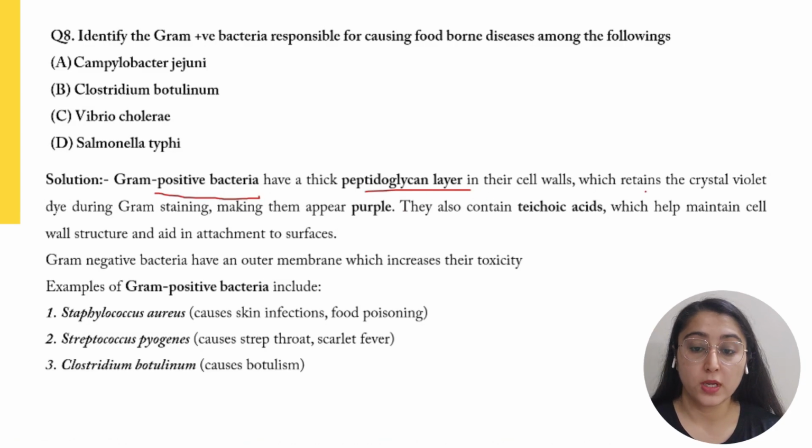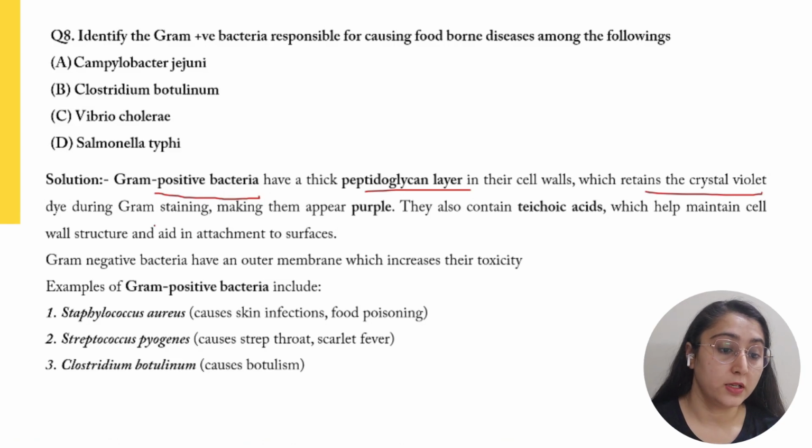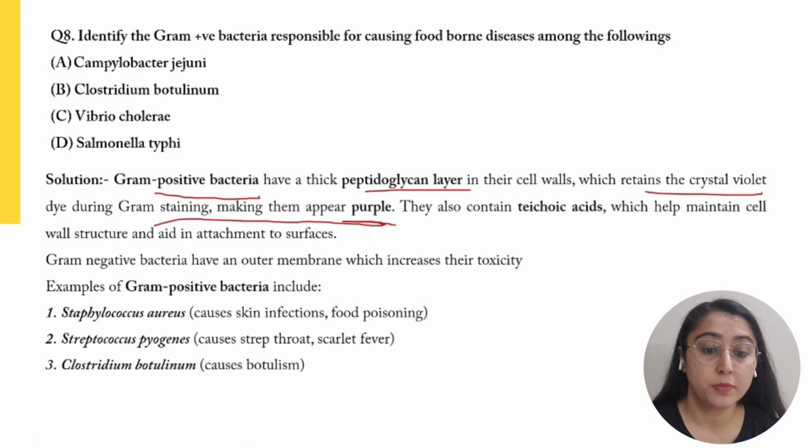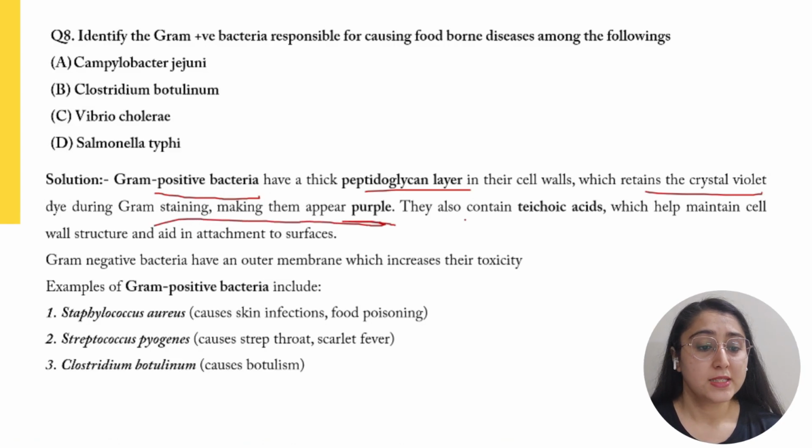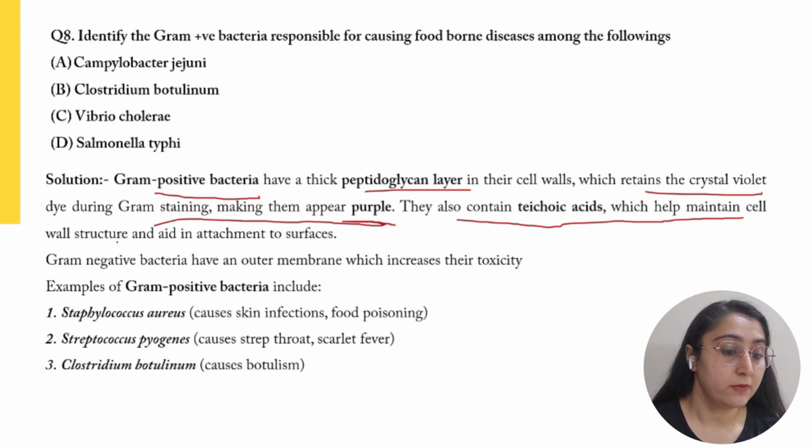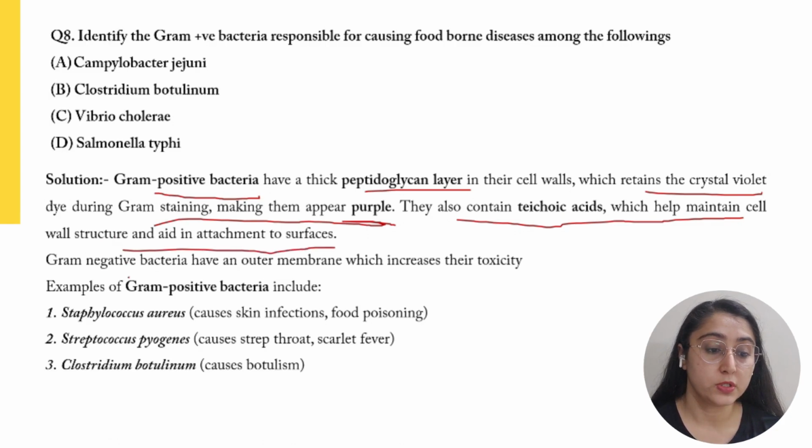Because of the thick peptidoglycan layer, they retain the crystal violet color during the gram staining and they stain purple, right? Whereas the gram-negative bacteria, they stain pink or red. They also contain teichoic acid, which helps maintain cell wall structure and aid in the attachment to surfaces. Whereas if you look at gram-negative bacteria, they have an outer membrane and they have a very thin peptidoglycan layer in comparison to gram-positive bacteria.